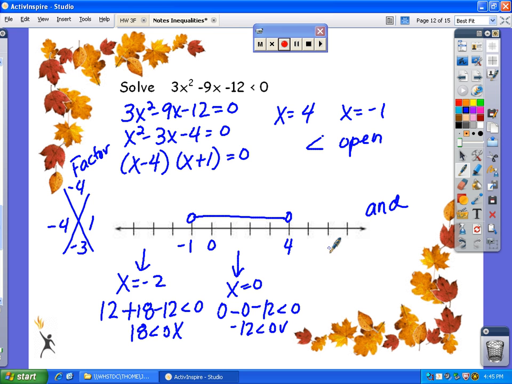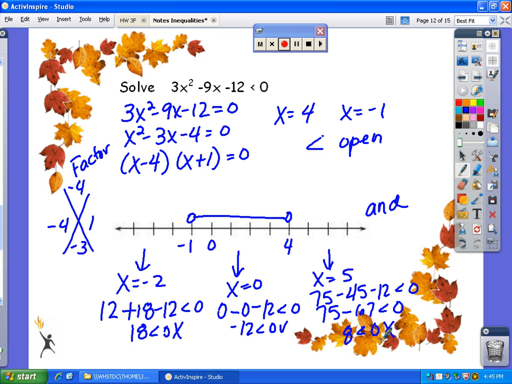All right, let's just make sure we didn't do anything silly. Let's test the number up here too. So let's use 5. All right, what do we got? 25 times 3 is 75 minus 45 minus 12 less than 0. Well, that's not going to be less than 0. What is that? 75 minus 57 less than 0. What is that? 18? No, 18. 18 is not less than 0, so I don't shade or don't graph that region.